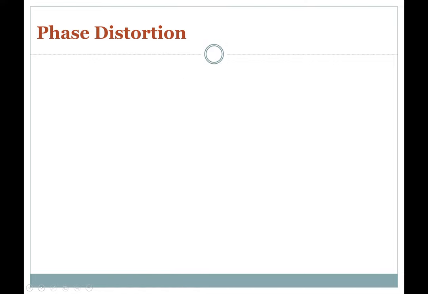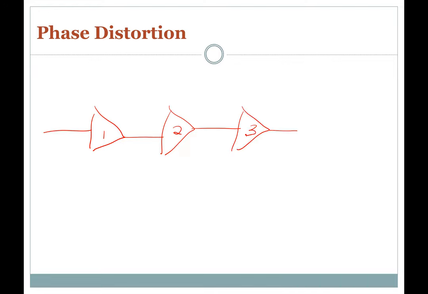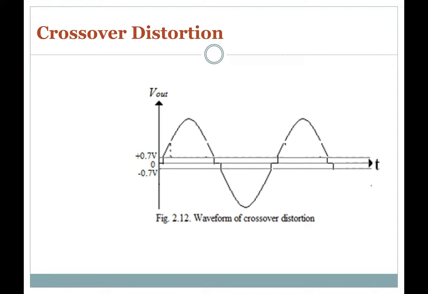Then we have phase distortion. A signal passing through the various stages of an amplifier will usually comprise a complex wave made up of different frequencies and amplitudes. So let's take, for instance, we have an amplifier. This is stage A. So amplifier 1, amplifier 2, and then amplifier 3. Now, as input signal, let's say this is input signal A, okay? And then this becomes B, and then this becomes C, and then we're expecting an output, okay?